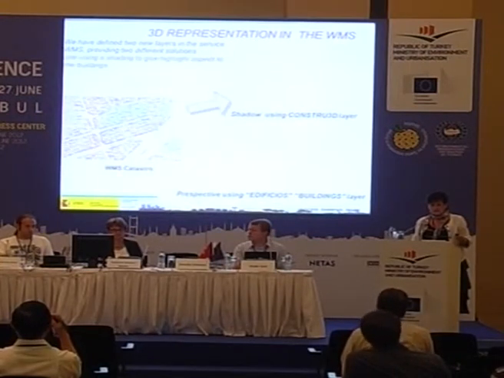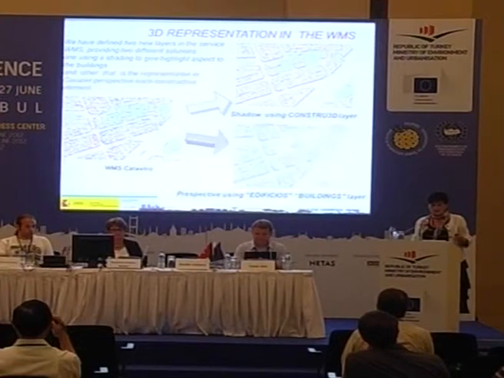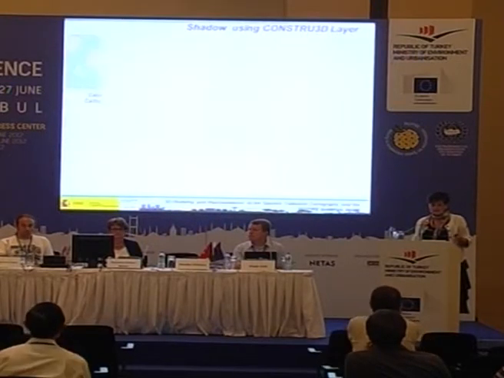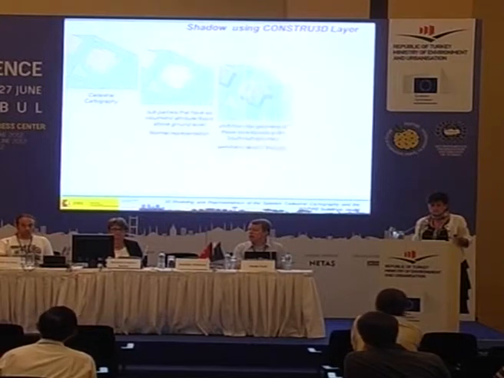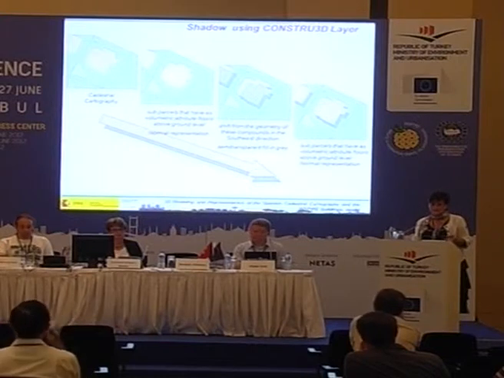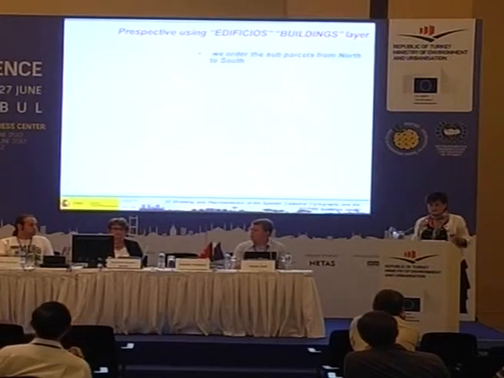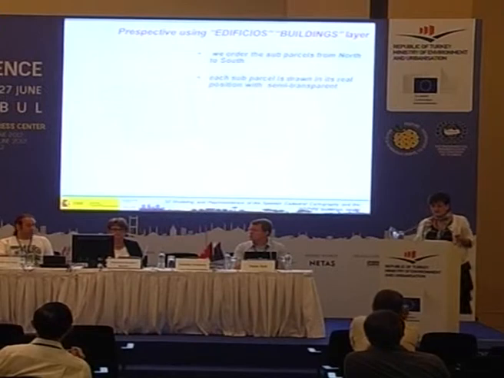One is based on using a shading to give a highlight aspect to the buildings. And the other is the representation in cavalier perspective of each constructive element. This we do taking care of the number of floors of every building. And if you use the perspective layer, we order the subparcels from north to south. Each subparcel is drawn in its real position with semi-transparency.